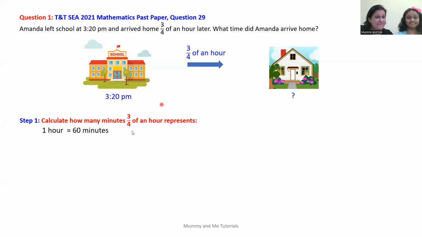But we know that Amanda arrived at home 3/4 of an hour later. So if 1 hour is equal to 60 minutes, then 3/4 of an hour would be 3/4 multiplied by 60 over 1, and you will get 45 minutes. Okay. So Amanda arrived home 45 minutes later.